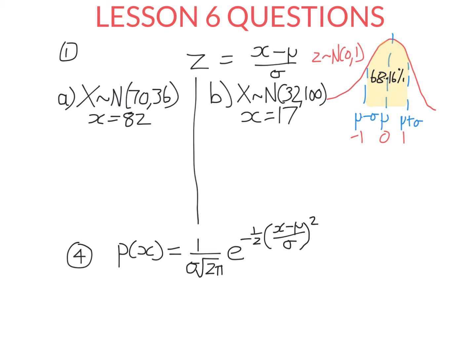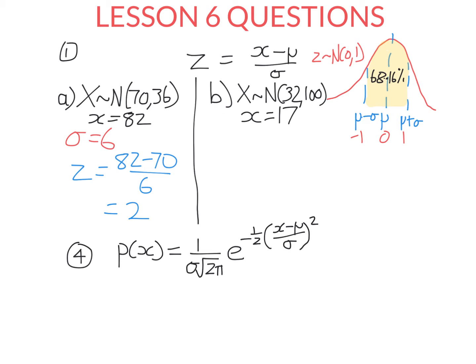So in question 1, we're asked to calculate the z-score. This says x follows a normal distribution. This first number is the mean. The second number is the variance. So the standard deviation is the square root of 36, which is 6. So using this formula, the z-score is score minus mean divided by standard deviation. So I actually get 2. That means a score of 82 is 2 standard deviations above the mean, which in this case was 70.